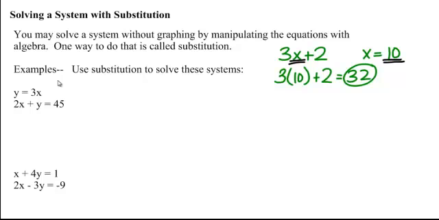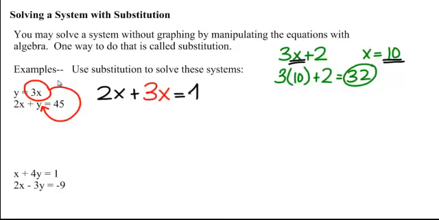So if we look at this first example right here, I'm told that y is the same thing as 3x, and then also 2x plus y equals 45. So what I'm going to do is take what y equals, this 3x here, and I'm going to plug it in for y. I'm going to substitute it in there. So everything else stays exactly the same. The 2x, the plus sign, but now instead of writing y, I'm going to write what y equals. And y equals 3x. And then everything else stays exactly the same. There's still an equals 45.